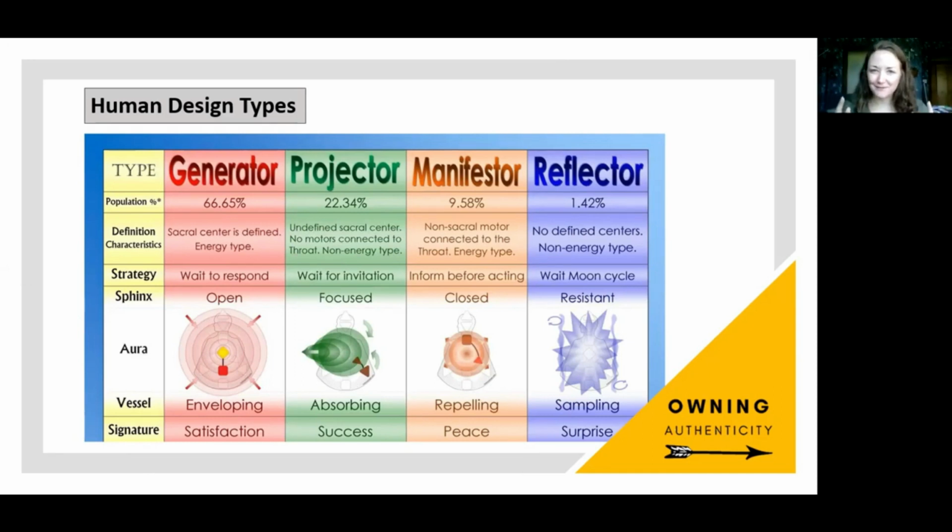Projector is the hardest one for me to understand, so I'm going to leave it at that. We'll do a more in-depth video just on the four types, really diving deep into those types and the strategies for each of them. But I do know the definition is no sacral, no throat. And then manifestors, 9% to 10%, don't have the sacral defined and they have their throat defined. So that's the difference between a projector and a manifestor: the definition of the throat. And then a reflector, which is only 1%.